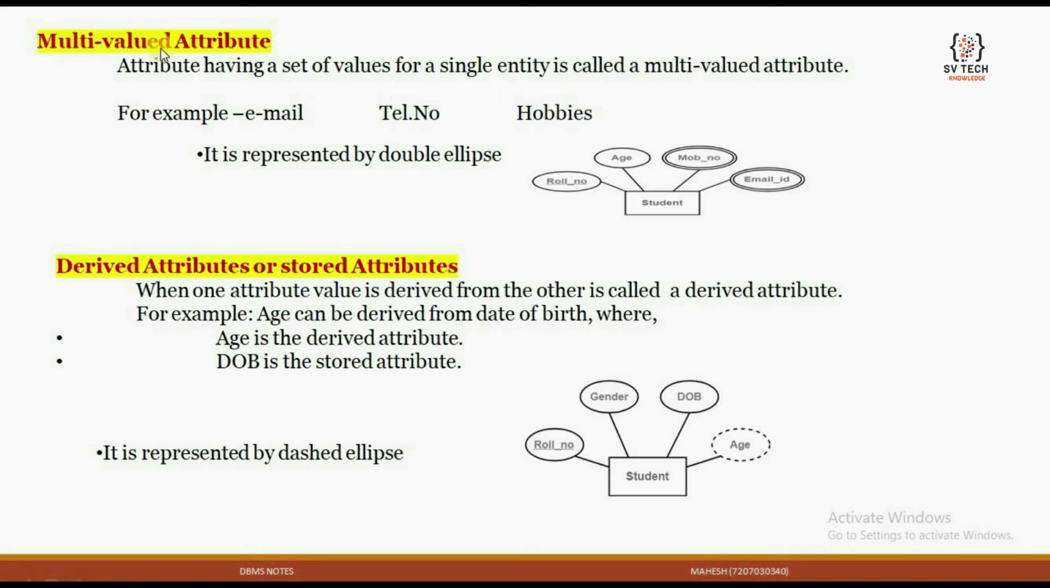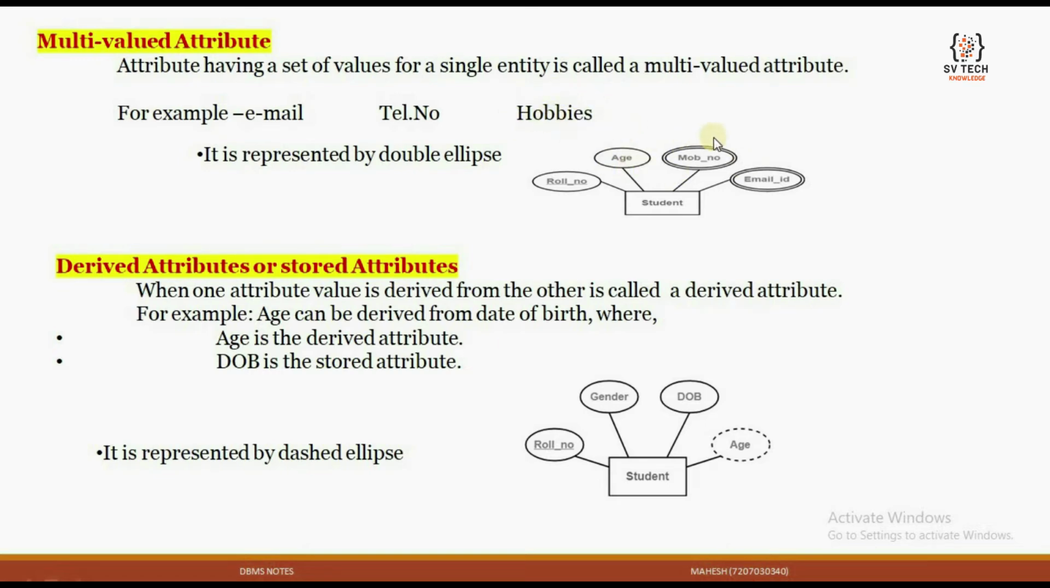Single valued attribute. Multi-valued attribute. It is the exact opposite of single valued attribute. A single valued attribute can have only a single value at a particular time. Here a multi-valued attribute can have more than one value for each attribute. An attribute having a set of values for a single entity is called a multi-valued attribute. Suppose if we take a student as an entity, a student can have more than one email ID, more than one mobile number, and more than one hobby, like this.